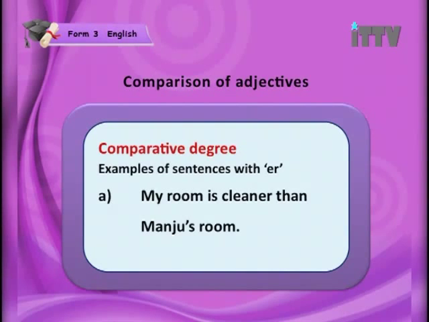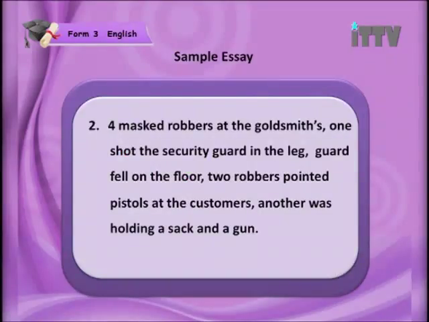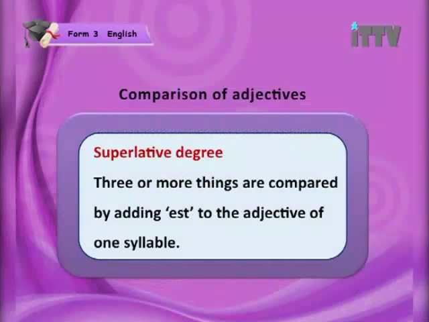Next, Mary Rose is more responsible than Alina. Next, we are going to the 3rd degree, and that is the superlative degree, to compare 3 or more things or persons. It is used with the addition of est and sometimes most. 3 or more things are compared by adding est to the adjective of 1 syllable.